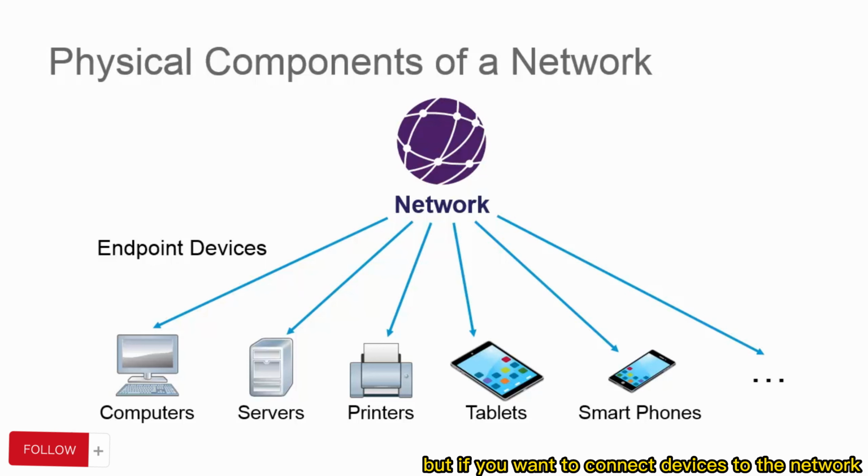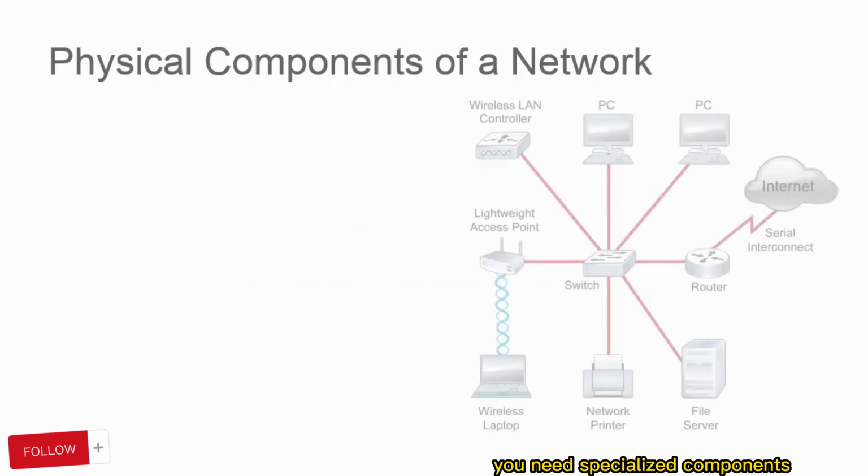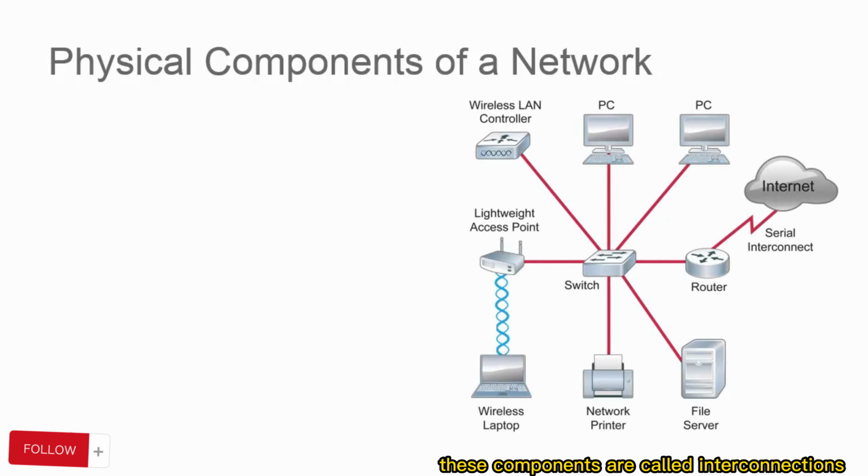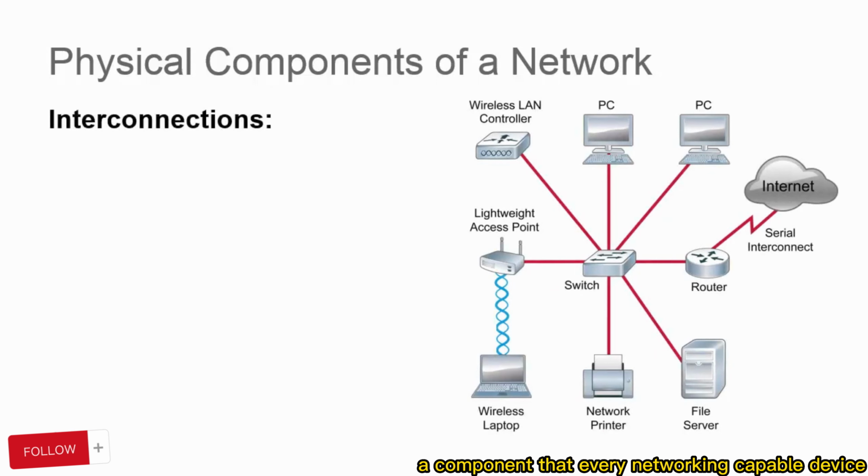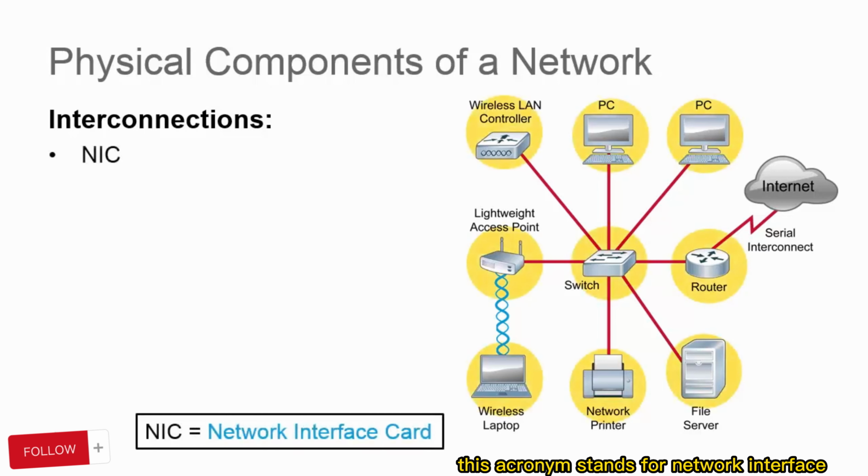But if you want to connect devices to the network, you need specialized components. These components are called interconnections. A component that every networking capable device has built in is called a NIC. This acronym stands for Network Interface Controller or Card. The name itself should be self-explanatory though. The next component is network media, and the most common media are cables or wireless media. Media provides the means for transmitting signals from device to device.